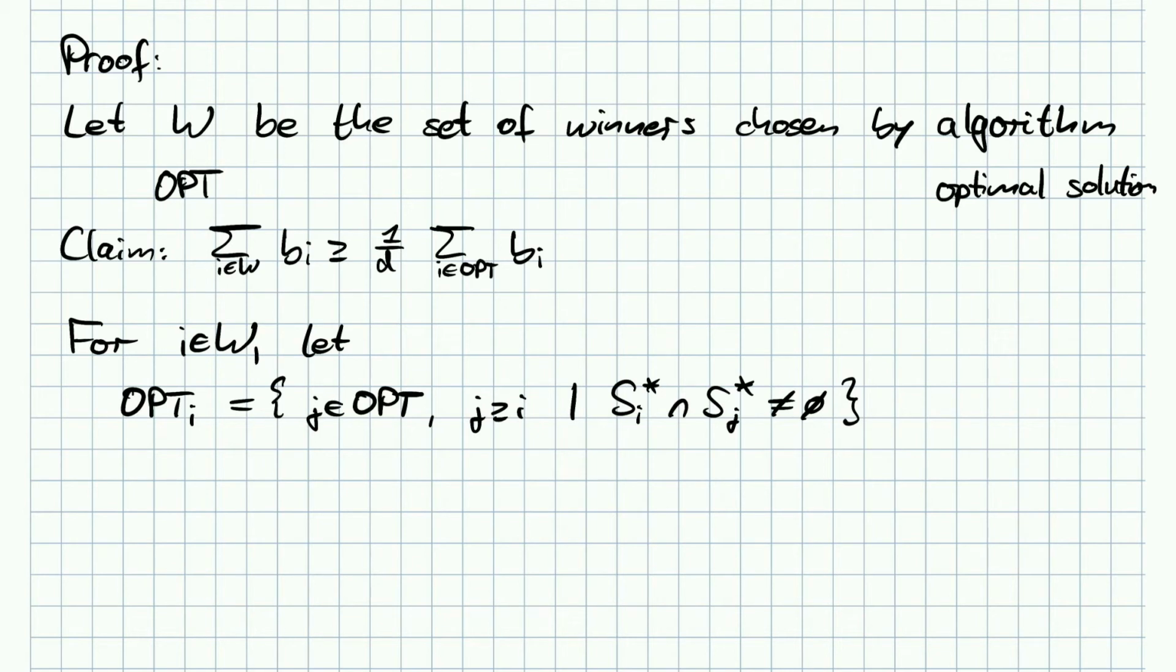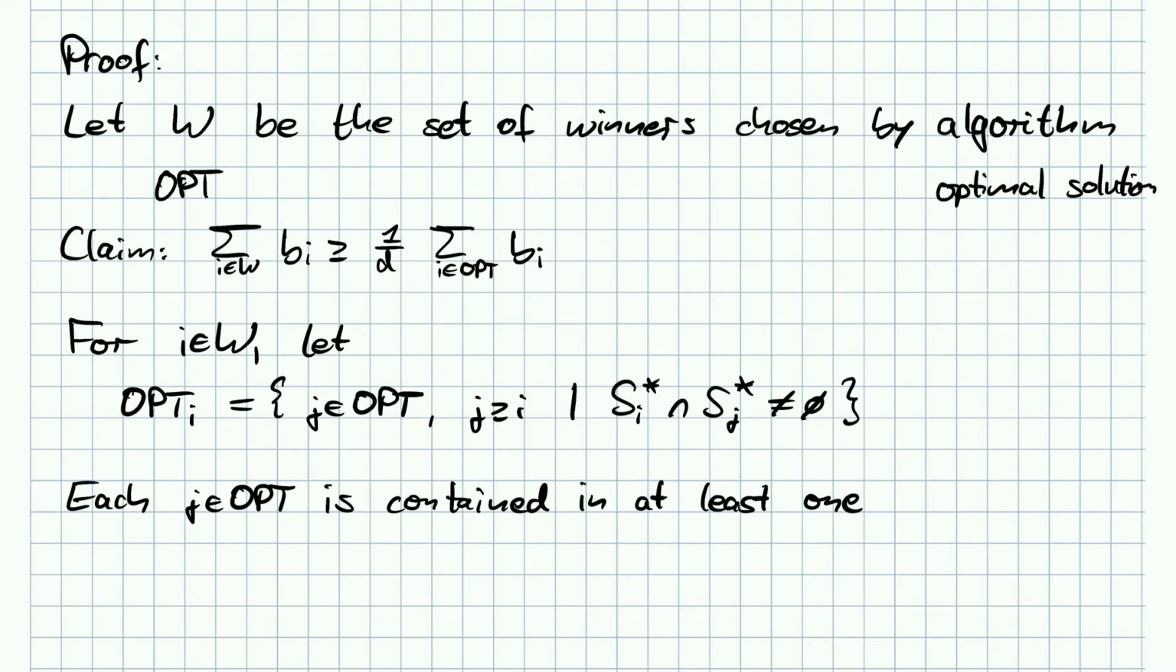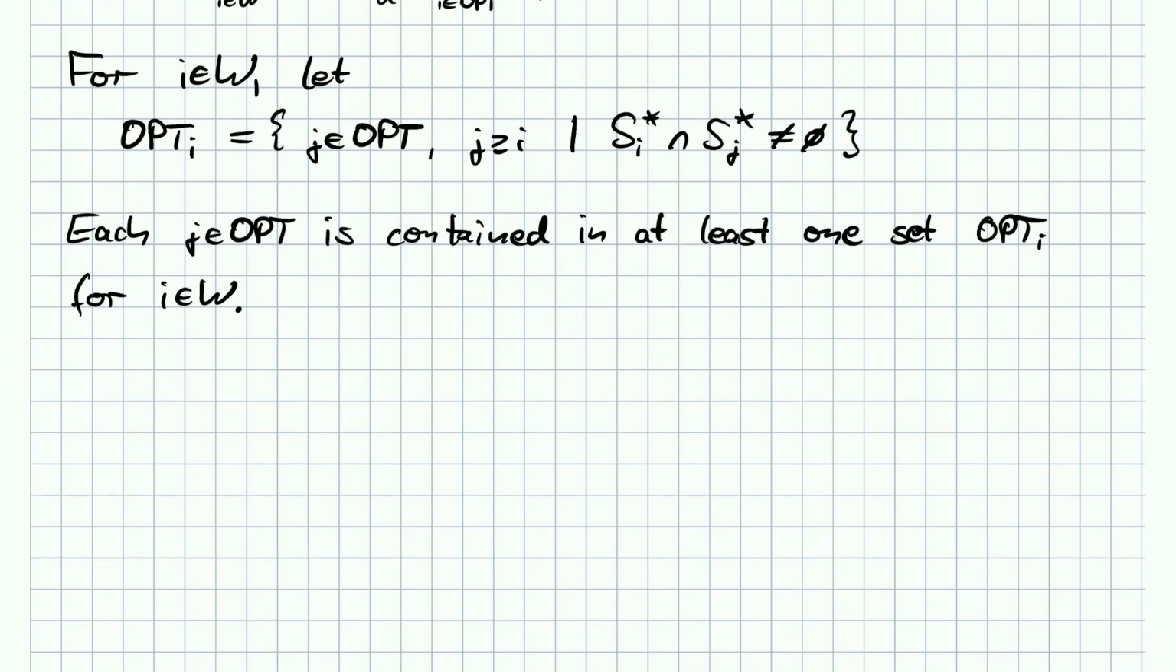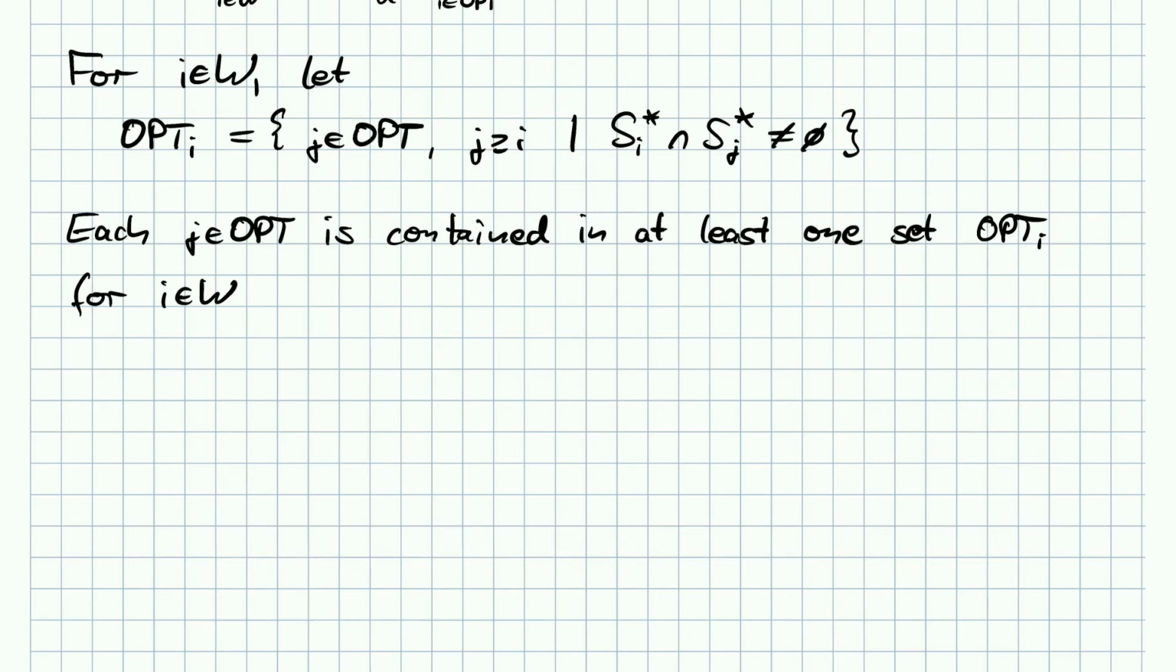And what we now observe is that each j in opt is contained in at least one set opt I, where I is a winner chosen by our algorithm. Why is this true?